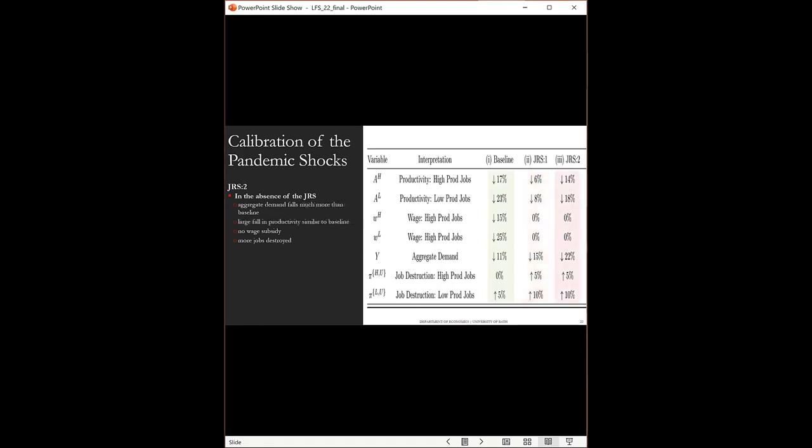In the second scenario, we try to imagine the reverse. We imagine that in the absence of the job retention scheme, productivity would have fallen by a lot, but by an amount similar to the baseline. As before, there would be no wage subsidy. And then we assume that in the absence of the job retention scheme, the impact on aggregate demand would have been a lot, double the impact in the baseline. And we also assume that job destruction is higher.